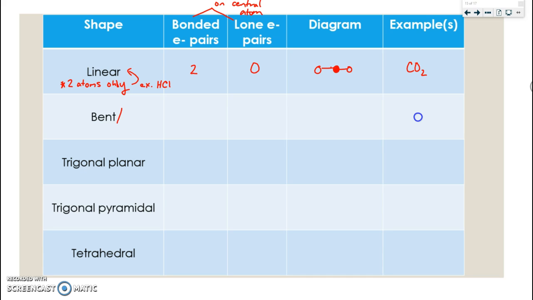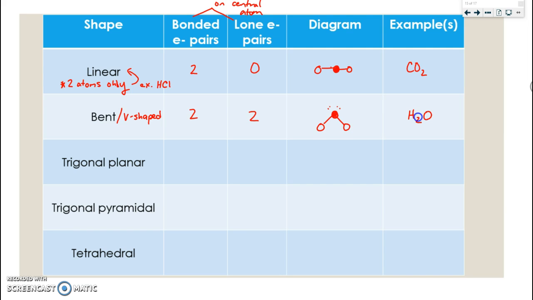Bent is also sometimes called V-shaped. It has two things bonded to the center and two lone pairs. So the diagram is going to look like this. Okay. And then we put the electrons up here. Electrons that are free take up more space than atoms. And a good example of this is water, which we drew a few slides ago.